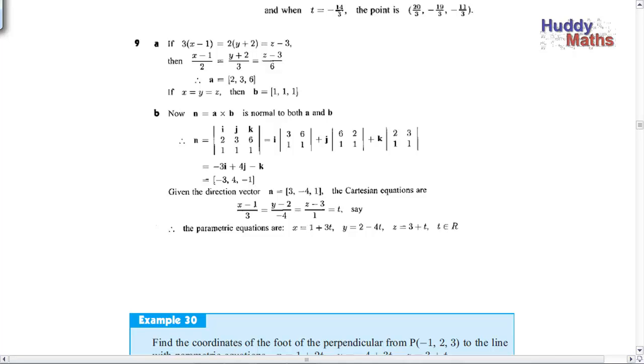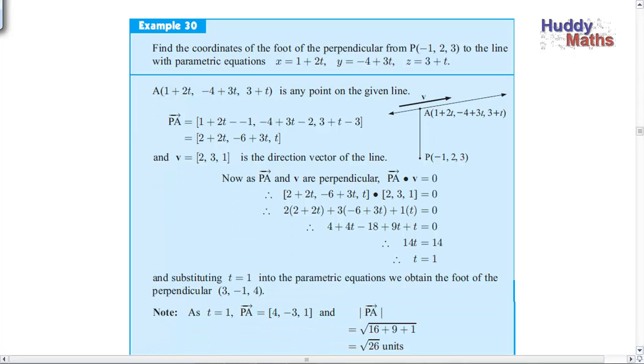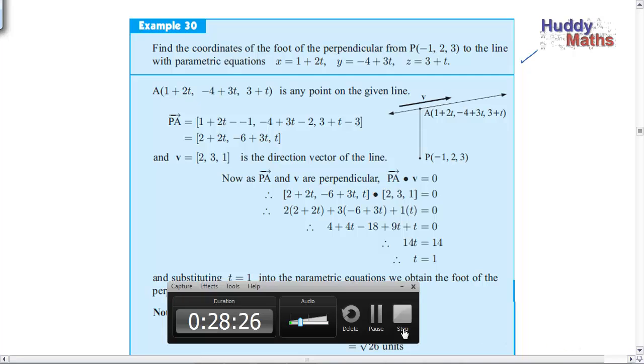All right, let's go on now and have a look at example 30. Find the coordinates of the foot of the perpendicular from P to the line with these parametric equations. Let's have a look at that and see what we've got. We'll just pause it here for a minute.